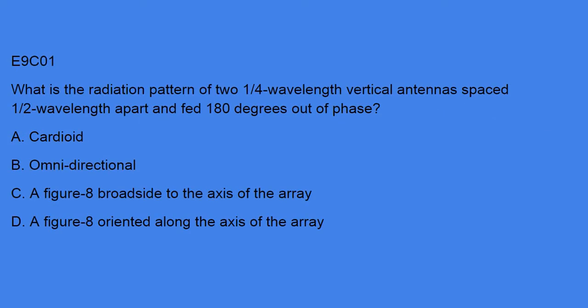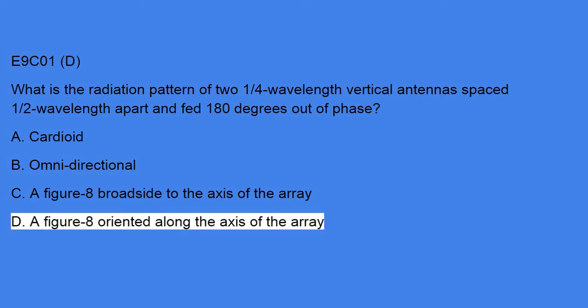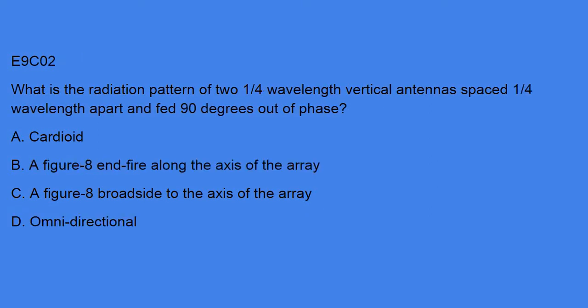E9C01, what is the radiation pattern of two quarter wavelength vertical antennas spaced half wavelength apart and fed 180 degrees out of phase? A figure 8 oriented along the axis of the array. E9C02, what is the radiation pattern of two quarter wavelength vertical antennas spaced quarter wavelength apart and fed 90 degrees out of phase? Cardioid.